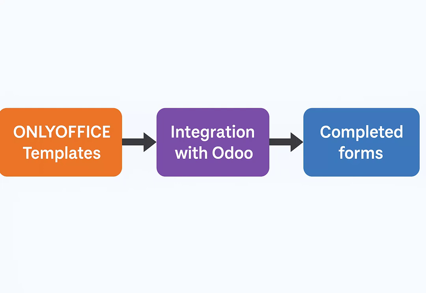The integration is more than just convenient. It's a smart step toward document automation, data accuracy, and operational efficiency. Whether you're in sales, accounting, HR, project management, or recruitment, ONLYOFFICE inside Odoo helps you work faster, smarter, and more professionally.